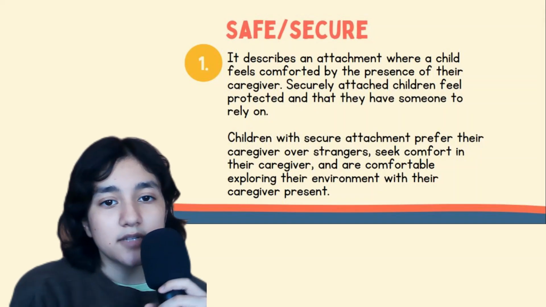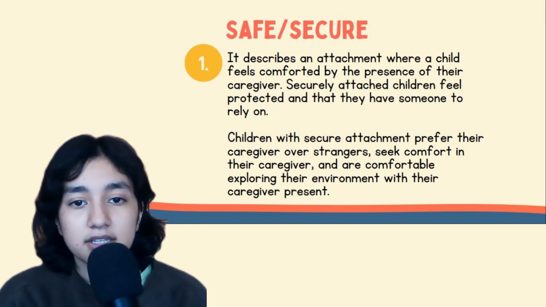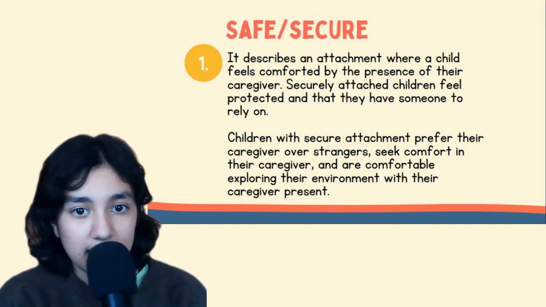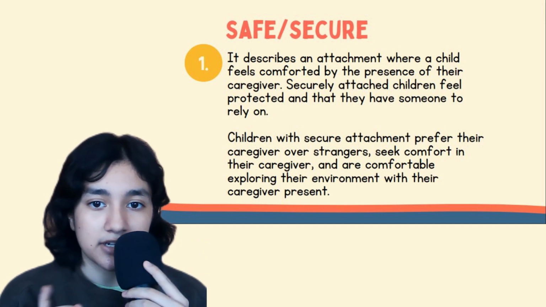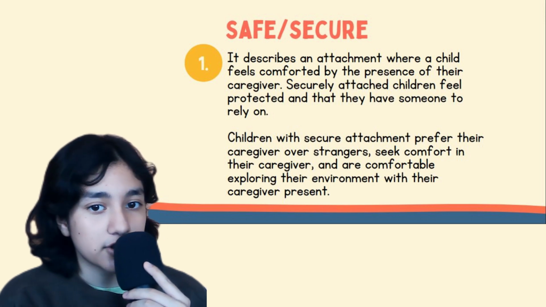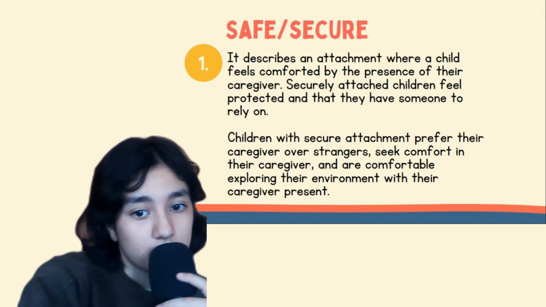So there are 4 types or styles, which are safe and secure, avoidant, ambivalent, and disorganized. So let's get started. First of all is safe and secure. It describes an attachment where a child feels comforted by the presence of their caregiver. Securely attached children feel protected and that they have someone to rely on. Children with secure attachment prefer their caregiver over strangers, and they seek comfort in their caregiver and are comfortable exploring the environment with their caregiver present.